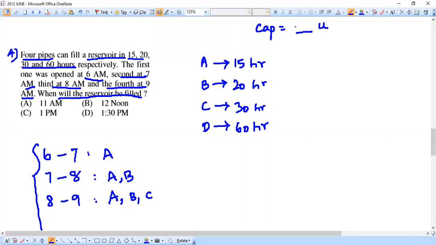We'll take some number and assume the tank's capacity to be that many units. That's all. But what number can we take? The number is of our choice, but take a number such that it is divisible by all these numbers. So what number is suitable?